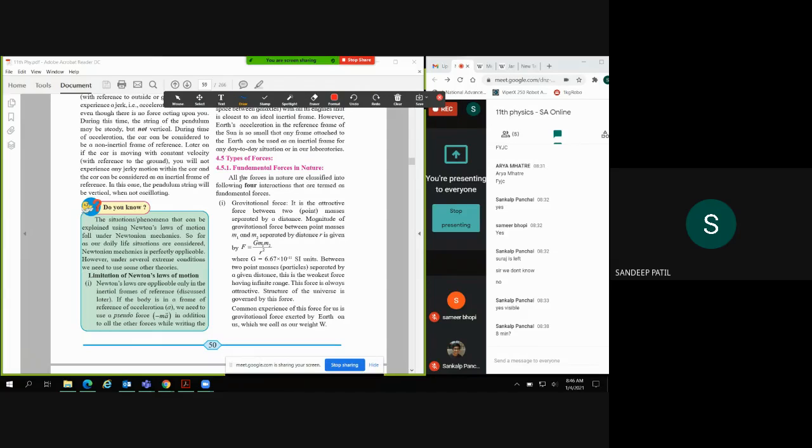All the forces in nature are classified into four interactions, and these are termed as fundamental forces. There are different forces, but four fundamental forces are there. That's how we categorize them, and we consider these as the four fundamentals. The first is gravitational force. Let's see what is written here. It is an attractive force between two point masses separated by a distance.